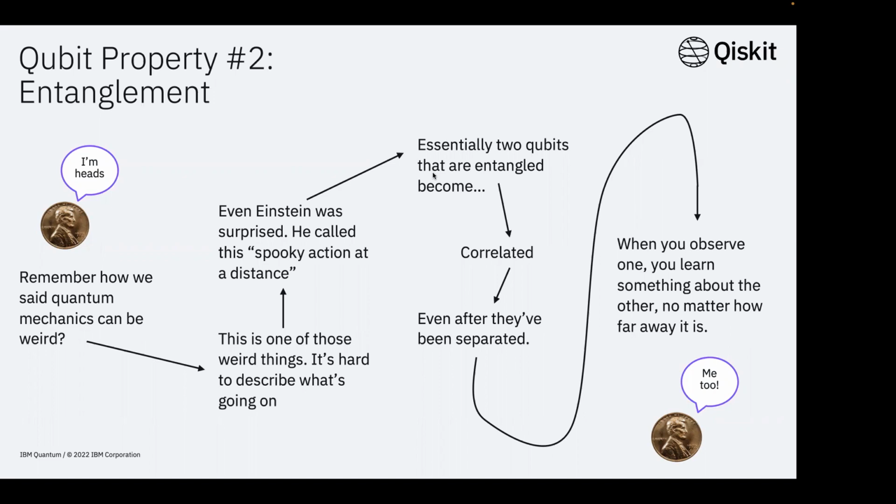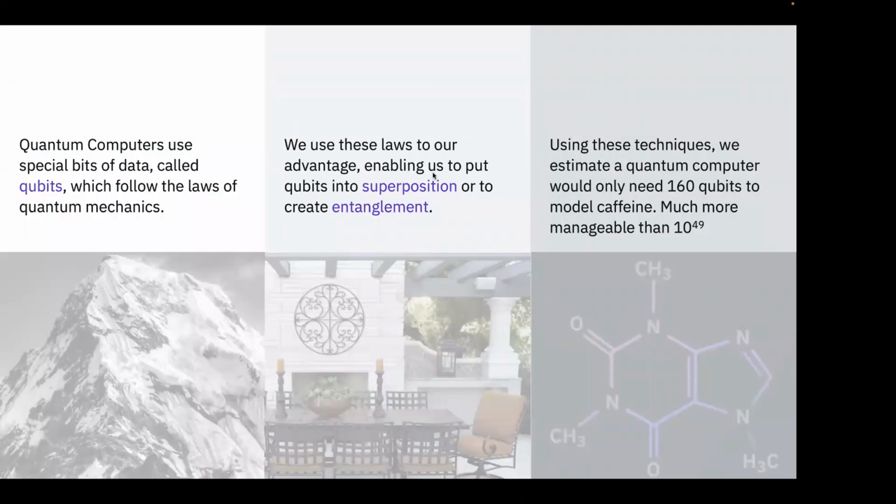It is called entanglement. So just to recap all the slides that I covered till now: quantum computers use a special bit of data called a qubit, which follows the laws of quantum mechanics. We use these laws to our advantage, enabling us to put qubits into superposition or to create entanglement. Using these qubits, it is estimated that a quantum computer would only require 160 qubits to model caffeine, which is much more manageable than 10 raised to 49.